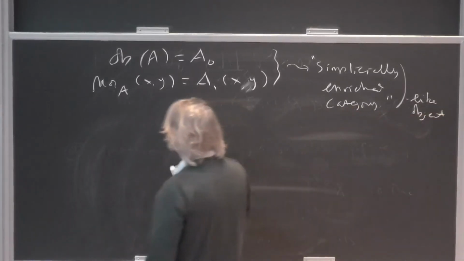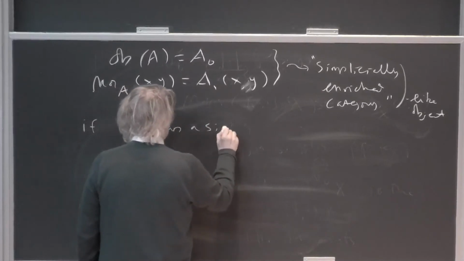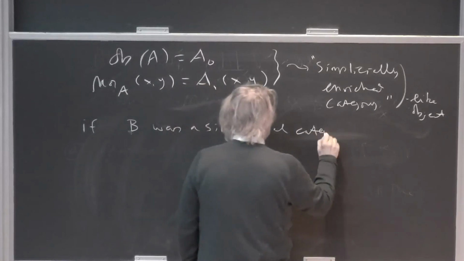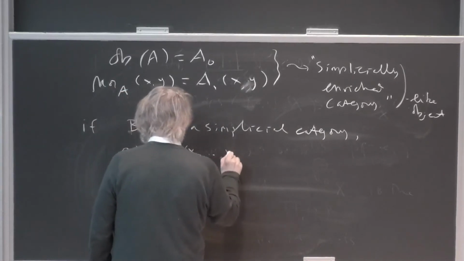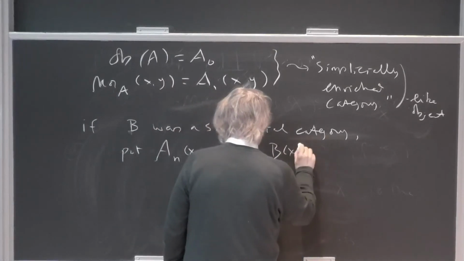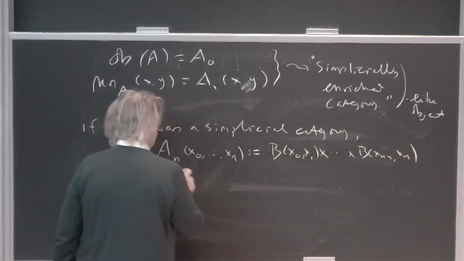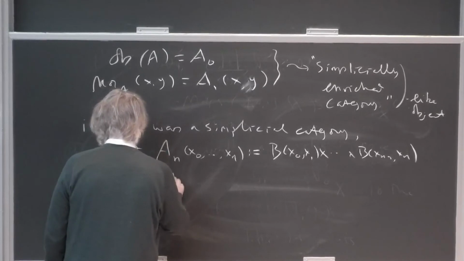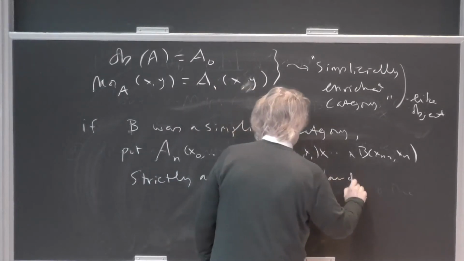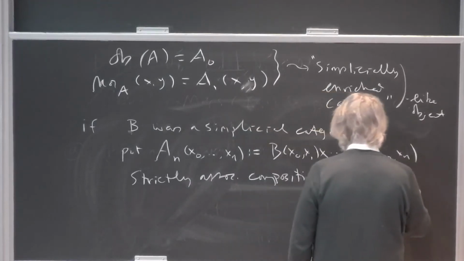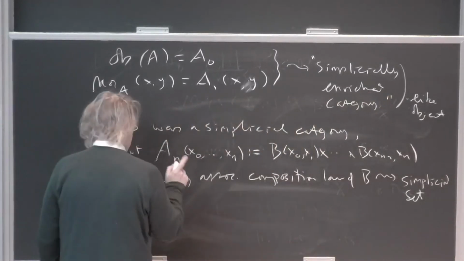Now, there's a construction: if B was a simplicial category, we can put an A_n of (x0, ..., xn) defined to be equal to B(x0,x1) cross ... cross B(x_{n-1},xn), and the strictly associative composition law of B gives us directly a simplicial set where the Segal condition is true up to isomorphism.